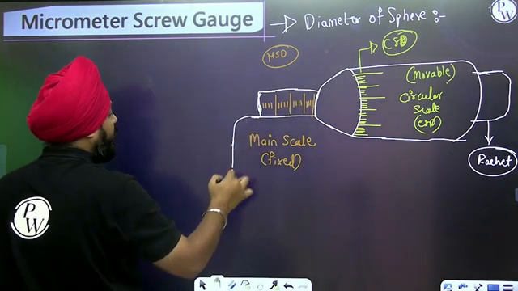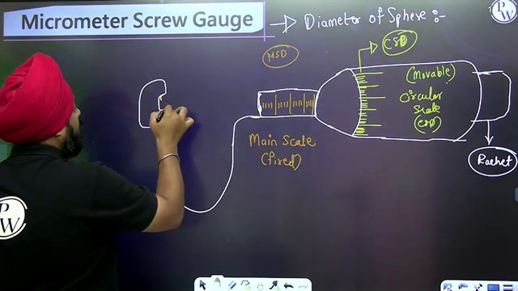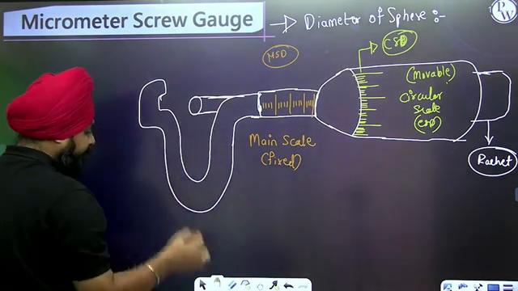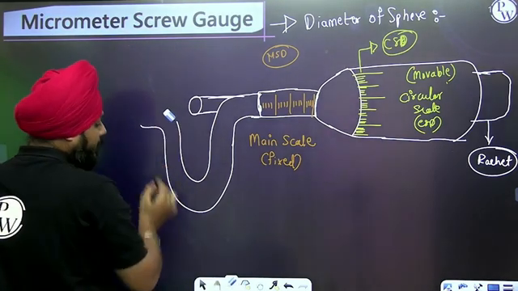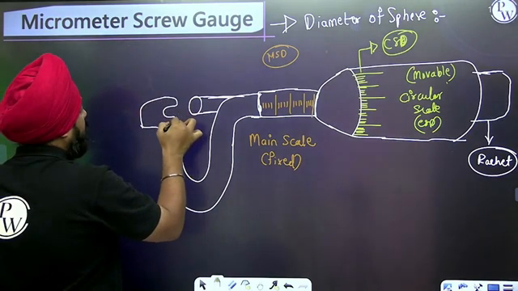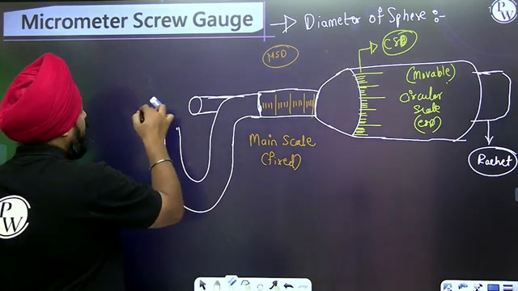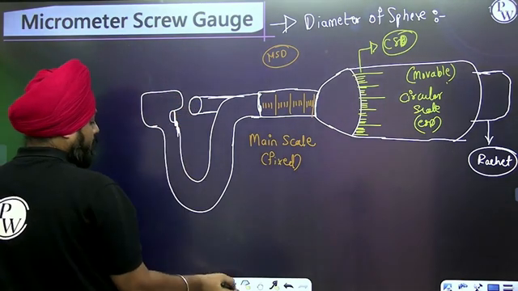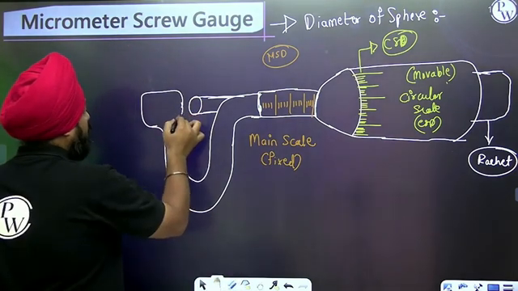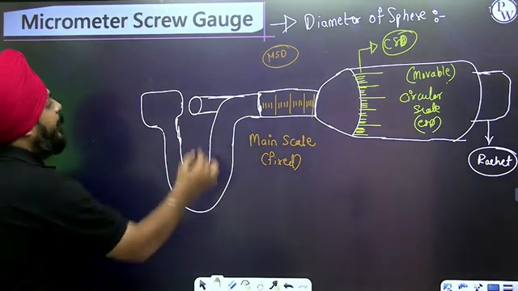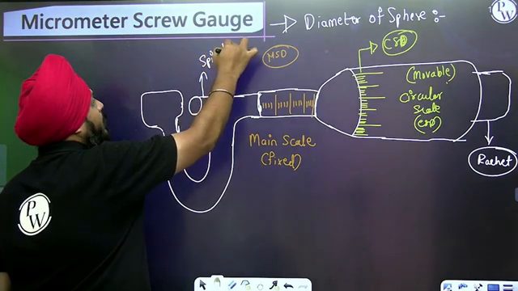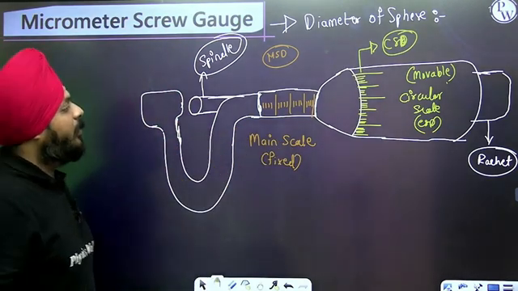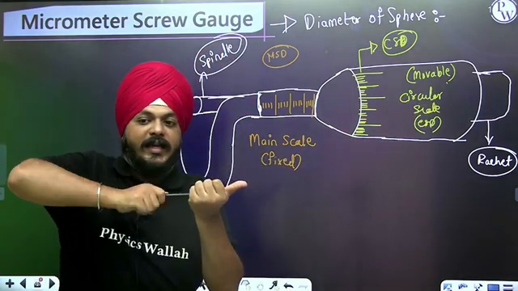With the main scale, one spindle is attached. One spindle is attached in this way. This spindle is the movable spindle. Now what happens here? Using the ratchet, the circular scale is rotated.